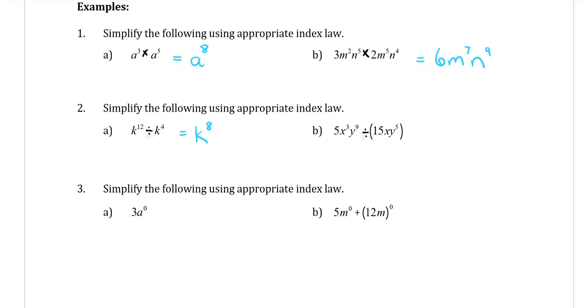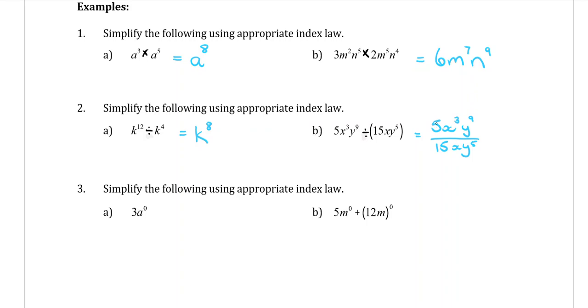Part B, we want to do 5x cubed y to the power of 9 divided by 15xy to the power of 5. Because 5 does not divide by 15 nicely, it would be best to write this as a fraction first because we're going to need a fraction answer. So I'm going to write down 5x cubed y to the power of 9 over 15xy to the power of 5. That way, I can cancel from the top and the bottom.